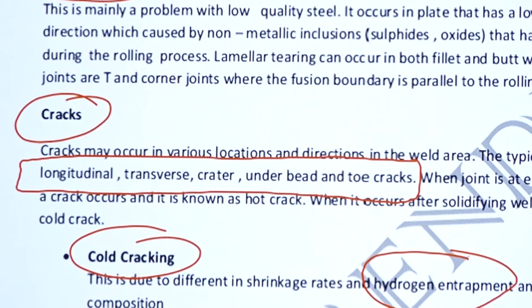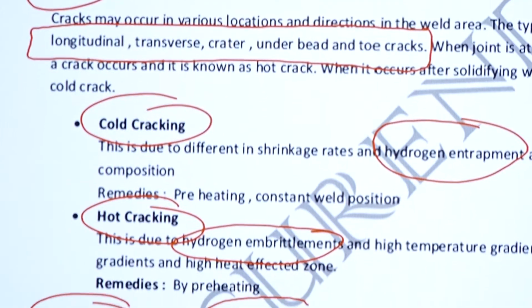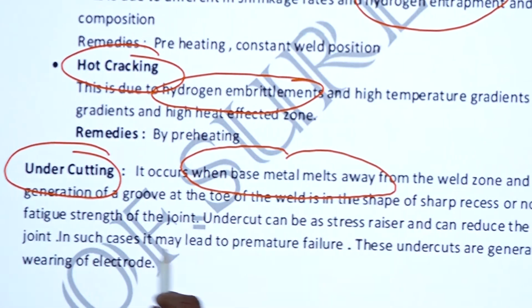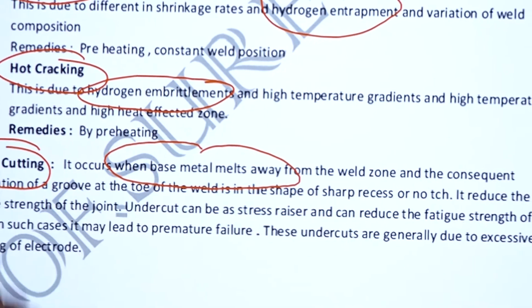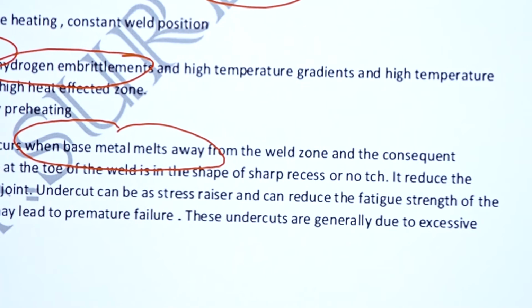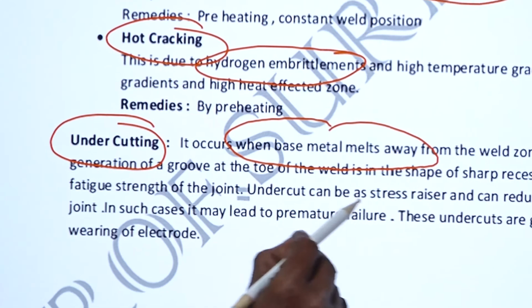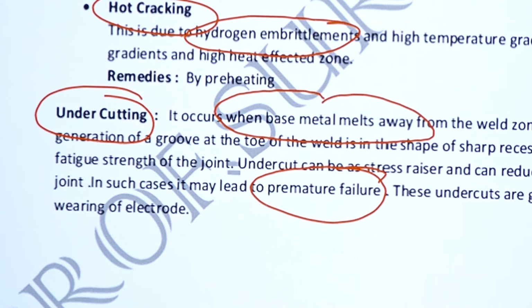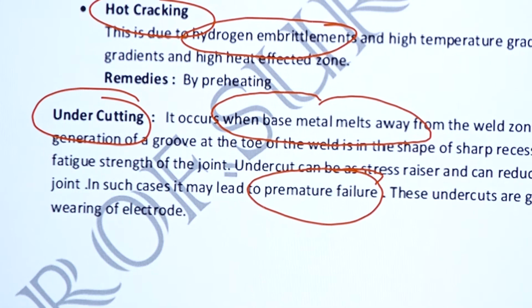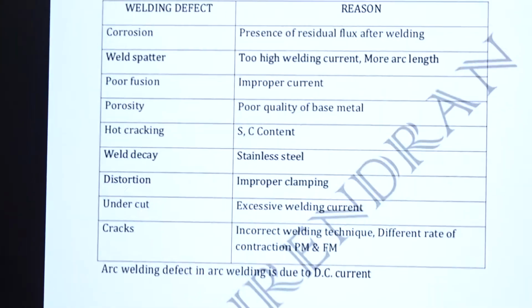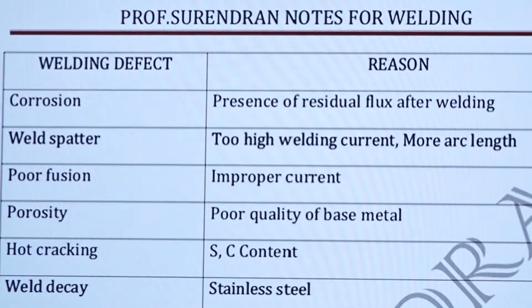Undercutting occurs when the base metal melts away from the weld zone and a consequent groove is generated at the toe of the weld. This may cause premature failure. Undercut causes premature failure. So these are the reasons for the welding defects.